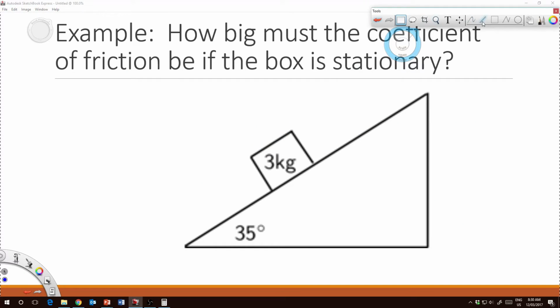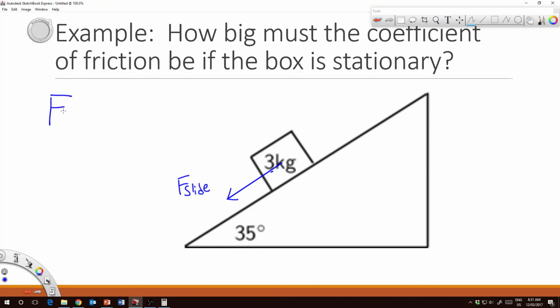All right, so we know that if there's nothing working against the box, we're going to have a force that is going to cause it to go down the slope. That's my F slide, right, from the previous example. So this one's easy enough to calculate. F slide equals, from the previous example, just Fg sine theta.